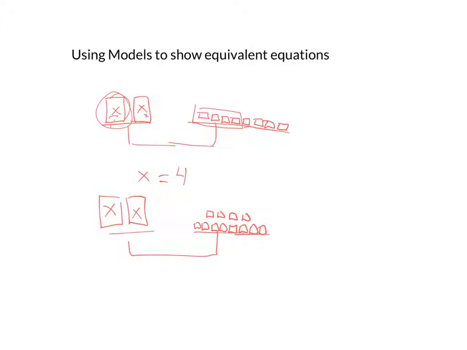Okay, so the way to balance it is I need to add 4 to this side, because if I add 4 blocks to one side, it tips the scale. So I need to add 4 blocks to the other side to make it not tip. So look at my new equation.